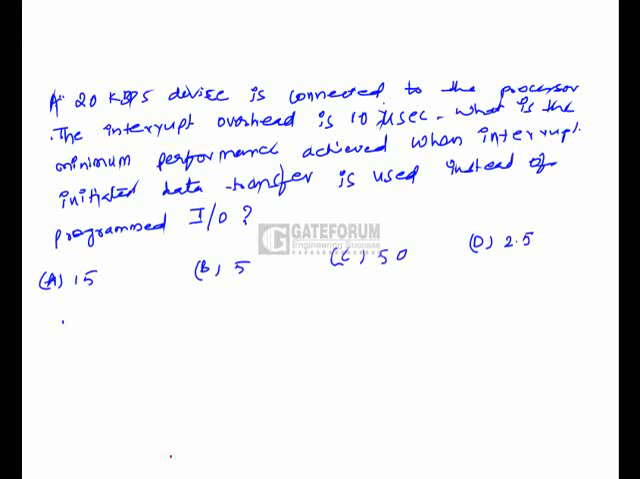A 20 kbps device is connected to the processor. The interrupt overhead is 10 microseconds. What is the minimum performance achieved when interrupt initiated data transfer is used instead of programmed input output? Here data transfer rate of device is given as 20 kilobytes per 1 second. So what is the time taken for 1 byte? It will be 50 microseconds.